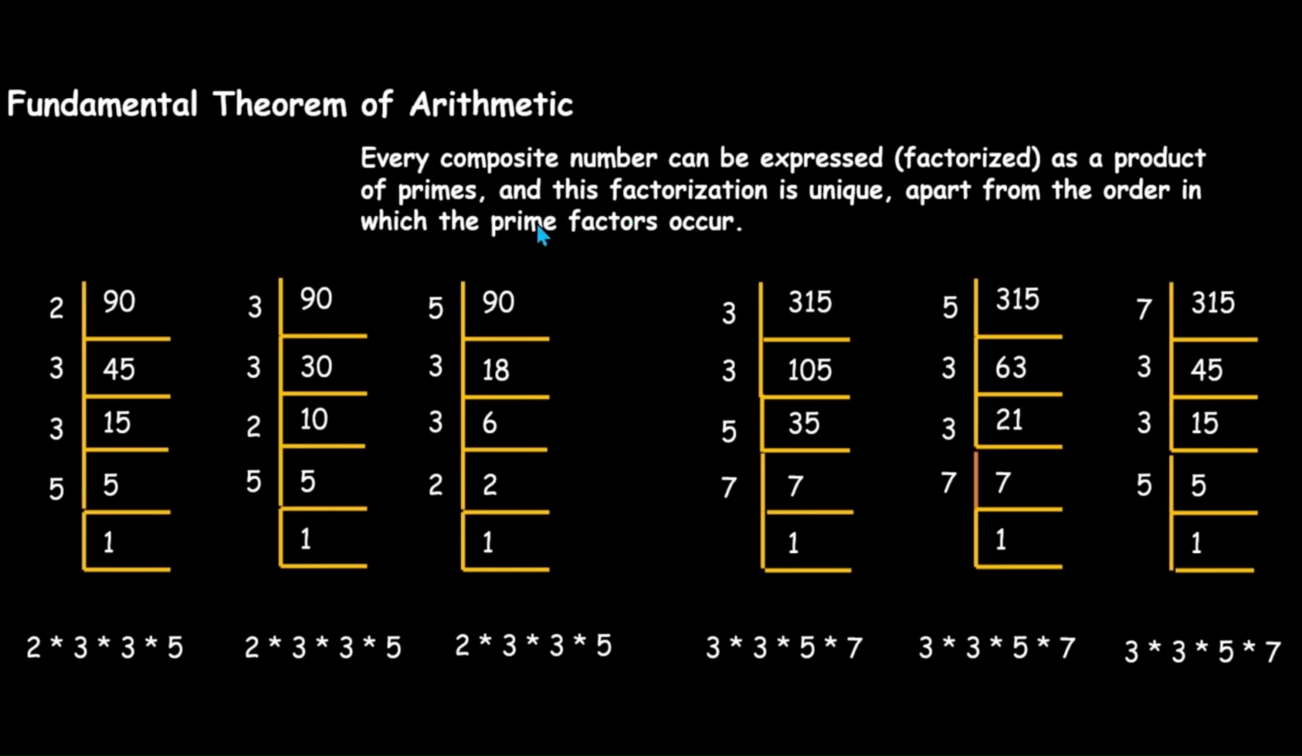So that's what the theorem says, that every composite number can be expressed as a product of primes, the prime numbers, and this factorization is unique for every composite number, in whichever way we start the prime factorization.